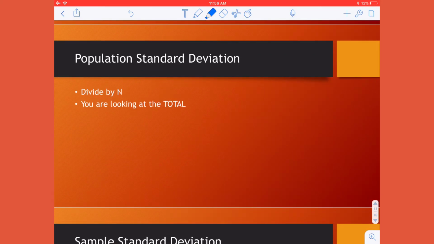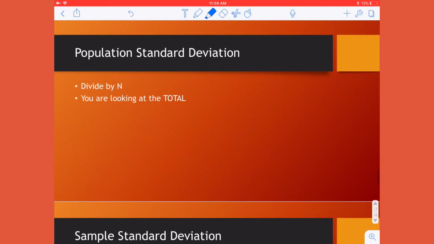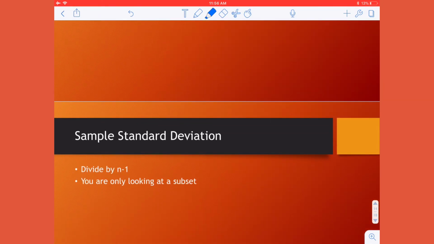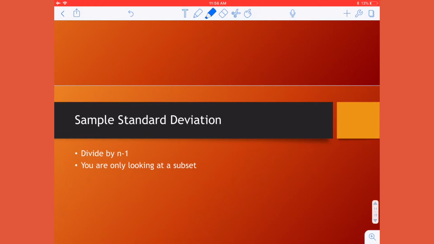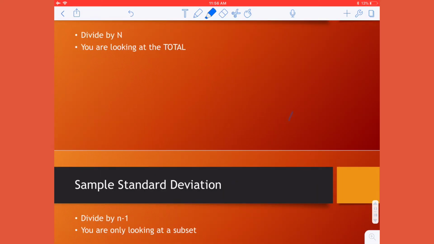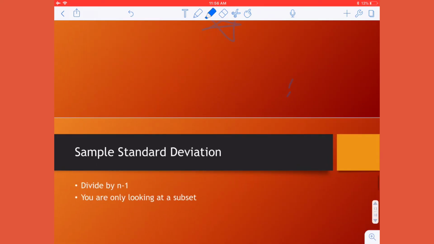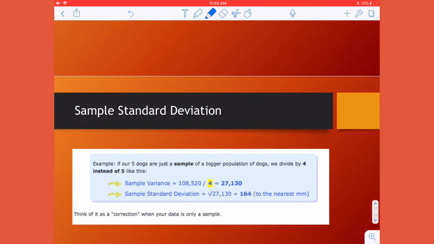And for the population standard deviation, you'll divide by n because you're looking at the total, but for the sample standard deviation, you divide by n minus 1 because you are looking at a subset. For everything that we'll be working on in this particular class, we'll be working with the population standard deviation rather than the sample standard deviation.